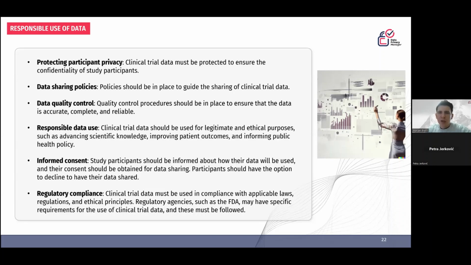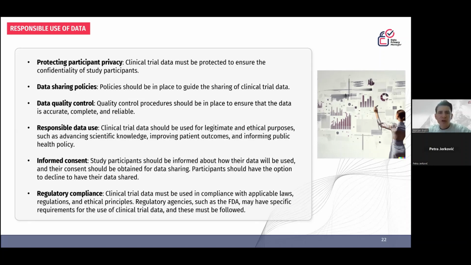The responsible use of data for clinical trials is essential to protect privacy, confidentiality of study participants, and ensure that data is used ethically and effectively. And protecting the participant privacy, in clinical trials, the data must be protected to ensure the confidentiality of the patients. And identifying information should be removed or encrypted to protect their privacy.